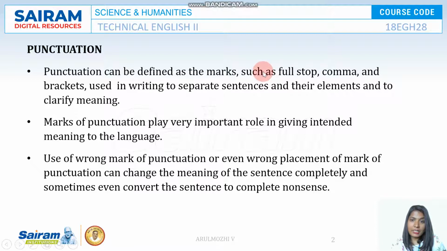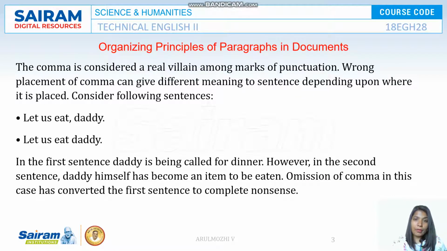Punctuation can be defined as the marks, such as there are a lot of examples like commas, colon. Let's go and see them one by one. And marks of punctuation play a very important role in giving the meaning of the language. Use of wrong punctuation or wrong placement of a mark can change the entire meaning, as I told you earlier. Okay, how to make punctuation marks correctly.